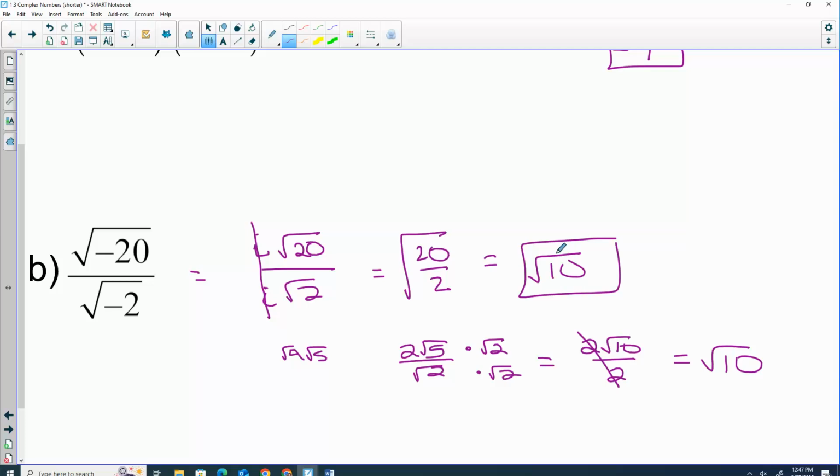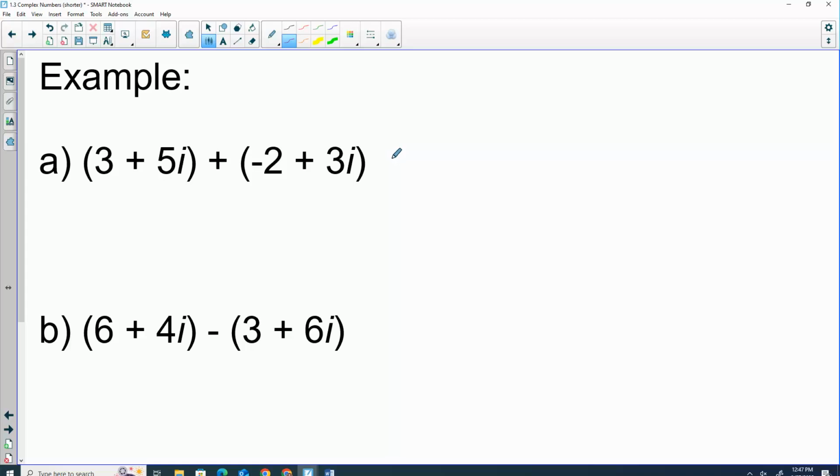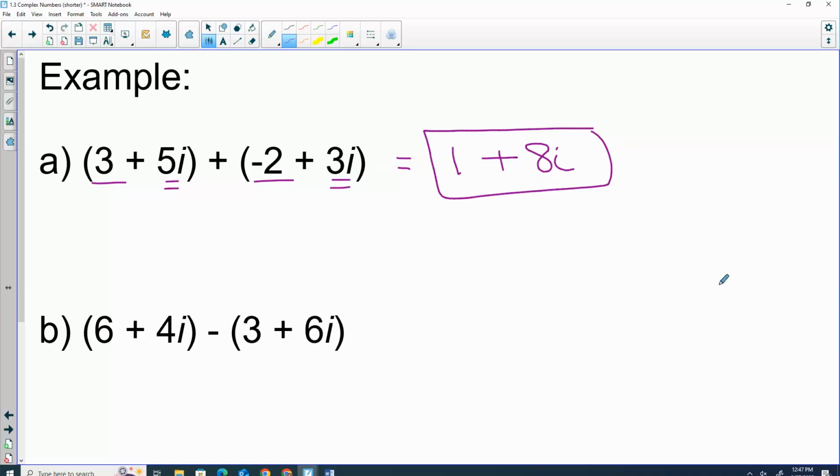All right, do you remember how to add, subtract, and multiply with imaginary numbers? Adding and subtracting, it's just like any other adding and subtracting, you combine like terms. One thing, answers do need to be written in standard form. So a plus bi. So we want real plus imaginary. So 3 plus -2 is 1. 5i plus 3i is 8i.